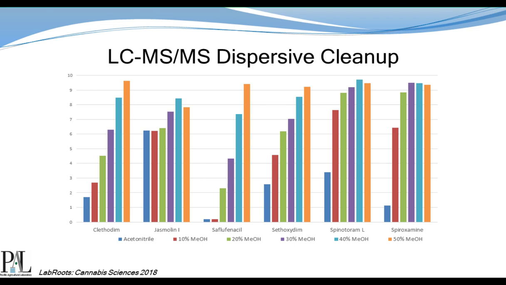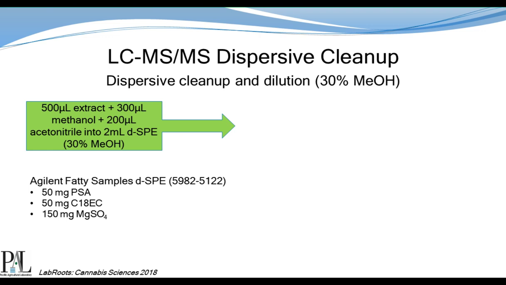So what we want to do is determine how much methanol we need to get the compounds we're interested in back off the PSA and then leave the majority of the matrix behind. This is the summary of the results from this methanol addition study. We settled on 30%, which looks like it gives us the recoveries we're looking for without getting too much matrix. You could probably dial this into 35 or 40, for example, looking at the saflufenacil recoveries.